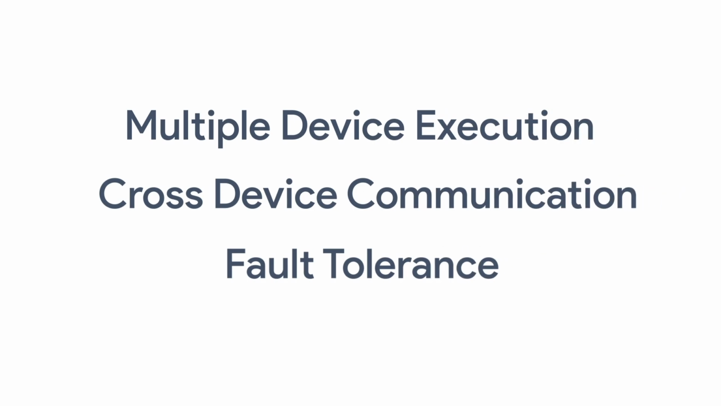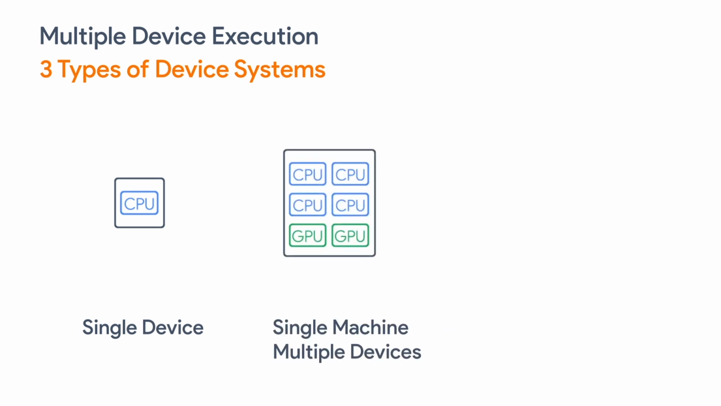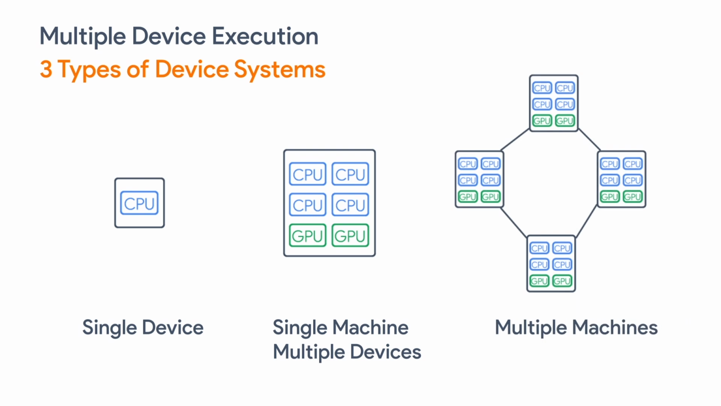Let us now understand the crucial implementation aspect of TensorFlow, which makes it extremely scalable. There are in total three types of device systems that exist, which are single device system, single machine multiple device system, and multiple machine system. TensorFlow can run on all of these device systems.